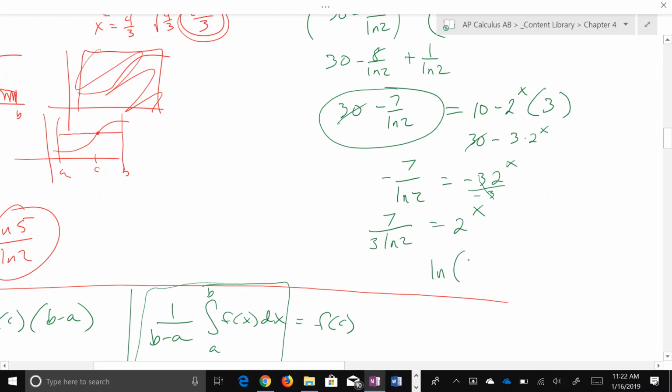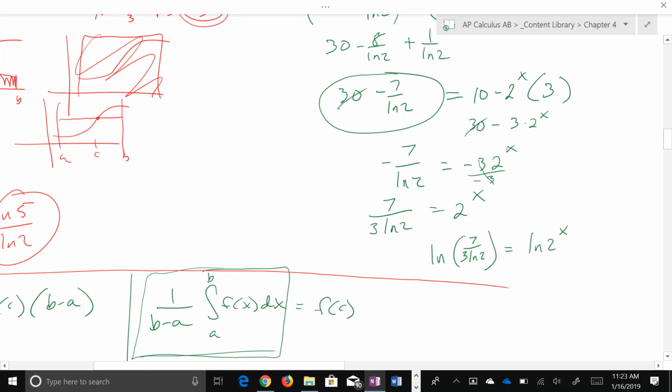ln on the left is ln of 7 over 3 ln of 2 equals ln of 2 to the x. The rule says I can bring x out to the front. Remember the power? ln of a to the b is b ln of a. So this becomes x ln of 2, and then I just divide both sides by ln of 2. It's ugly, but that's what x is right there.